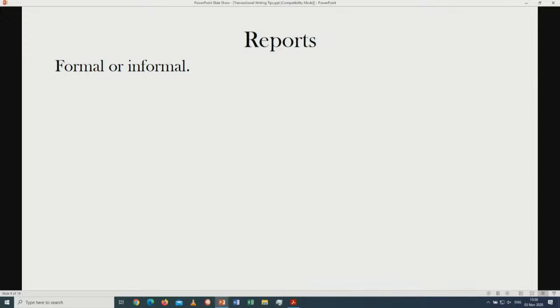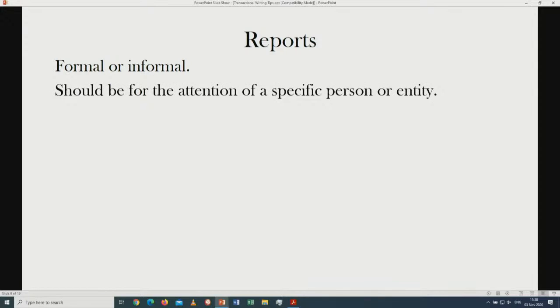You can have formal reports or you can have informal reports. Usually they are formal. Informal reports are normally done verbally. Okay, notice that either for a person or an entity, for example, a school-based one will be either for the principal or for the SGB.